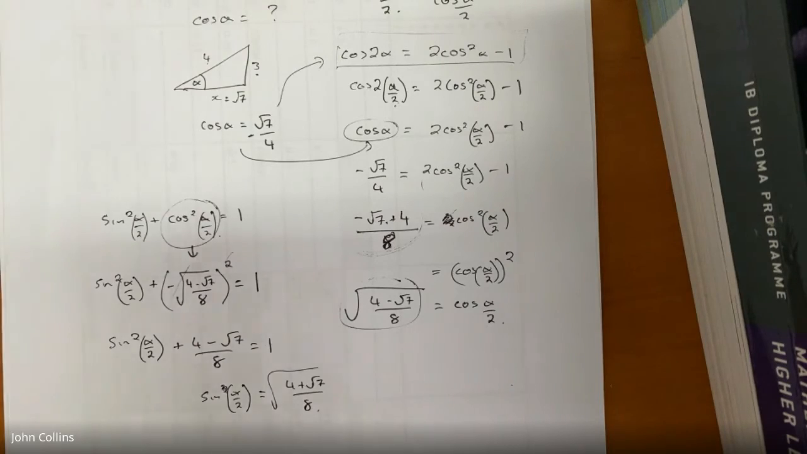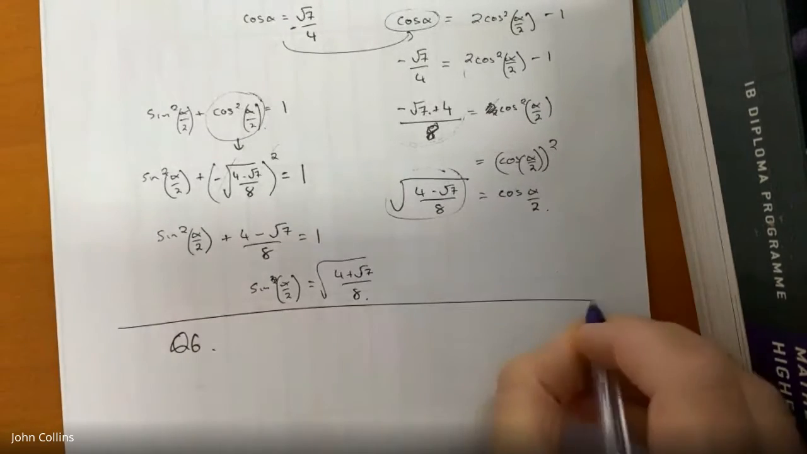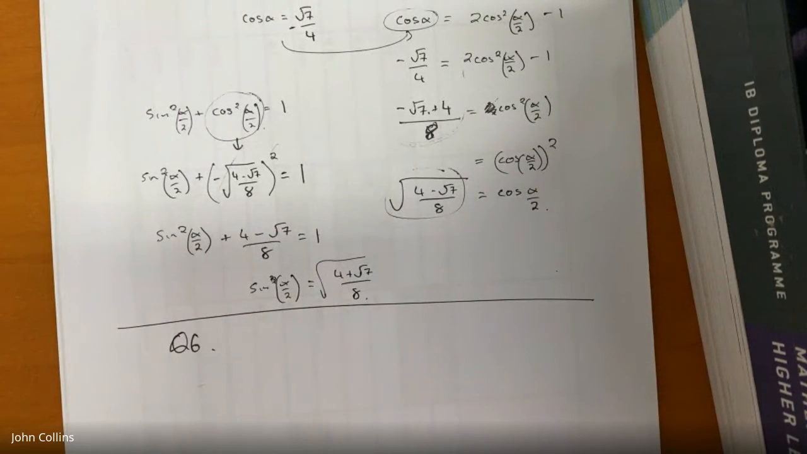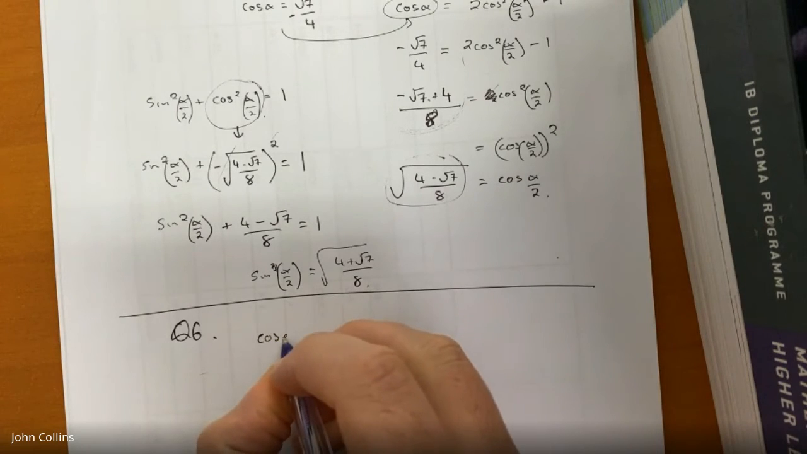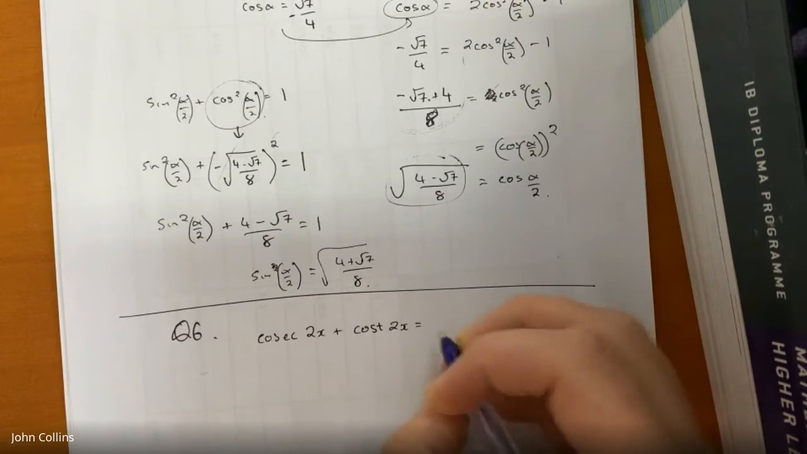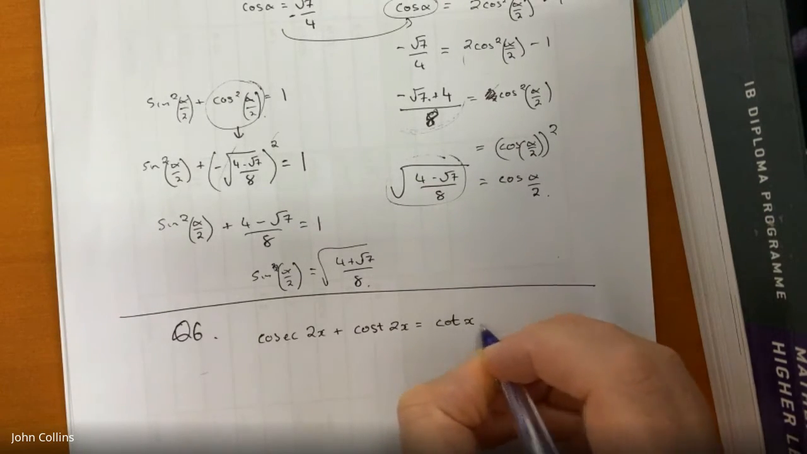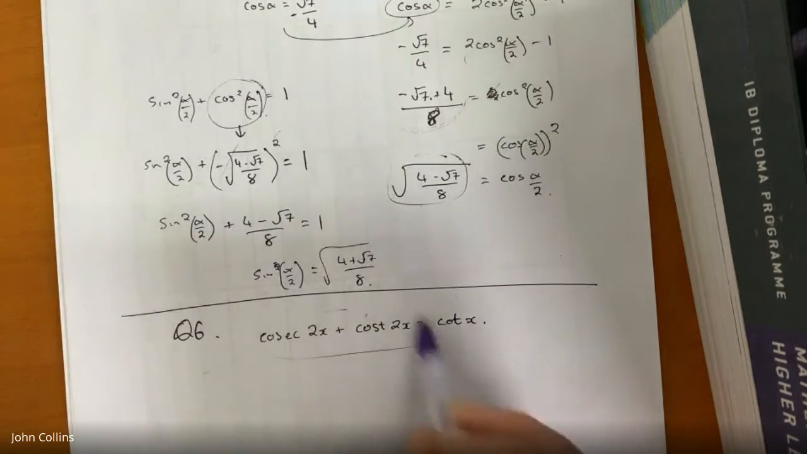Question 6, part D. Okay, so cosec 2x plus cot 2x equals cot x. Find out what x is. Okay, we will. Oh no, that was not find out what x is. It is prove, is it? Show that. Sorry, show that. So we have to get this to look like that.